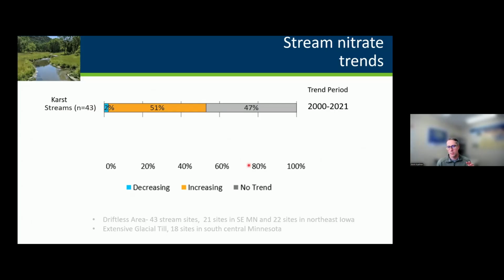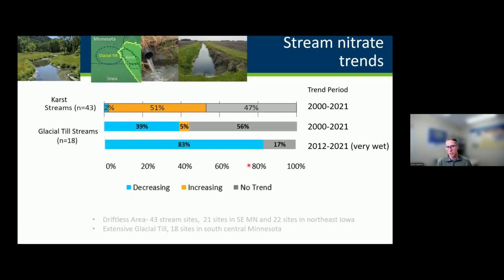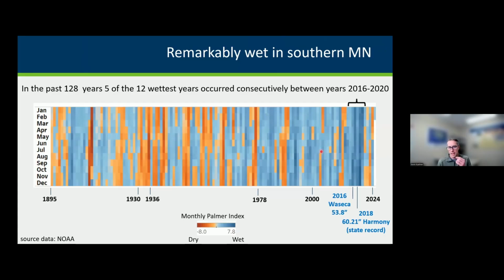But when we work outside of this area, outside the karst area, and we look at more of our tile drain systems, we find a much different story. We find that during this trend period, the biggest dominant trend is decreasing trends. And especially if we look at the most recent 10 years of this study, over 80% of those tile drain watersheds that have very young water were showing decreasing trends. So the question is, what was causing that?